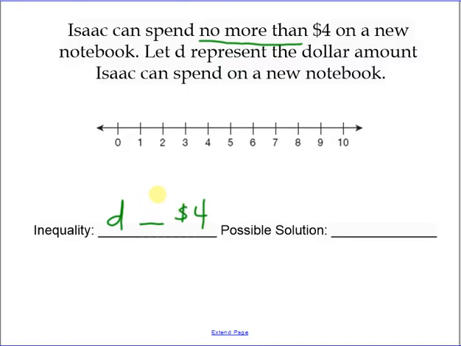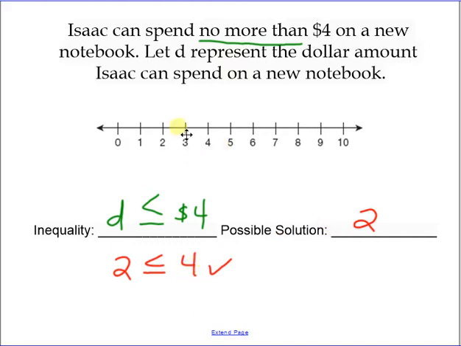You should have said less than $4. And let's check it out with a possible solution. So if he can spend no more than $4 on a new notebook, what's a possible amount of money he can spend? Well, he could spend $2. So let's plug that back in for D and see if it works. Is it true that 2 is less than or equal to 4? It is true because 2 is less than 4.